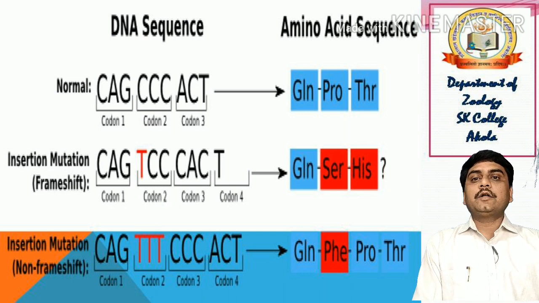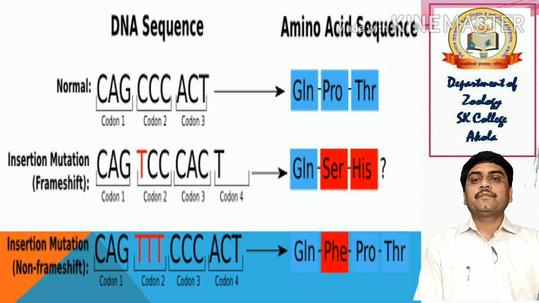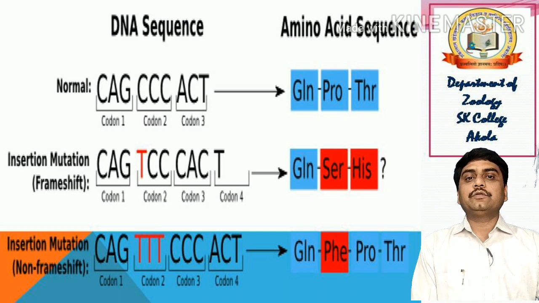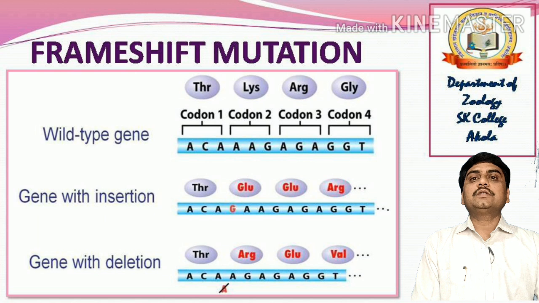So for the non-frameshift, you may also have discussed the insertion mutation, that is non-frameshift, in codon number 2. Again, TTT will give you phenylalanine in the amino acid sequence. So this is diagram number 2.